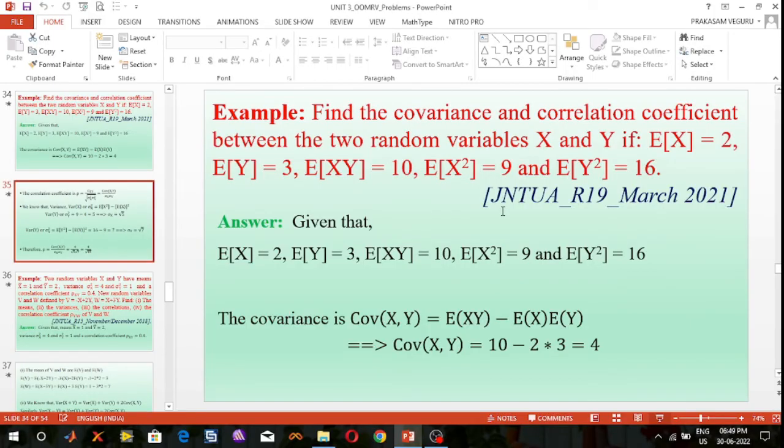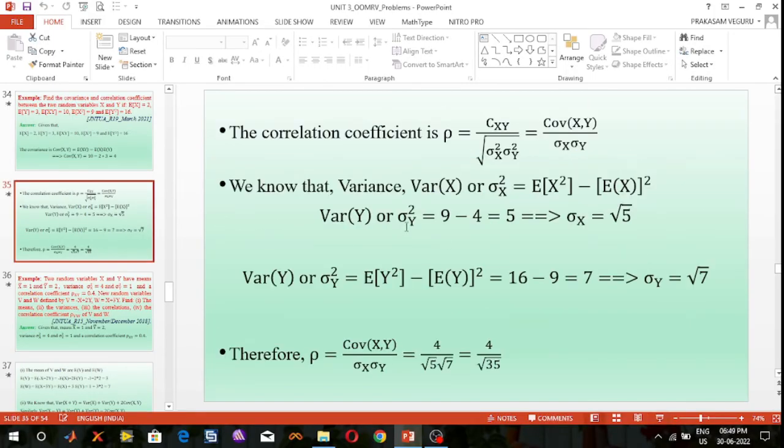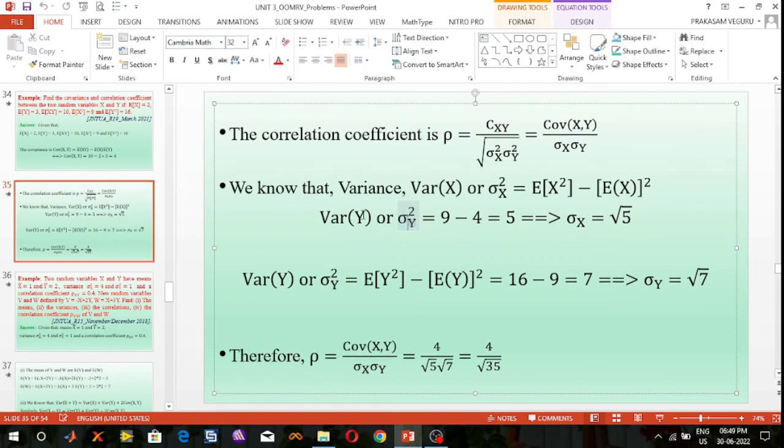We know that the correlation coefficient rho is equal to covariance of x comma y, which is already calculated and its value is 4. Sigma x is square root of 5, sigma y is square root of 7, so 4 divided by square root of 5 into square root of 7 is equal to 4 divided by square root of 35.